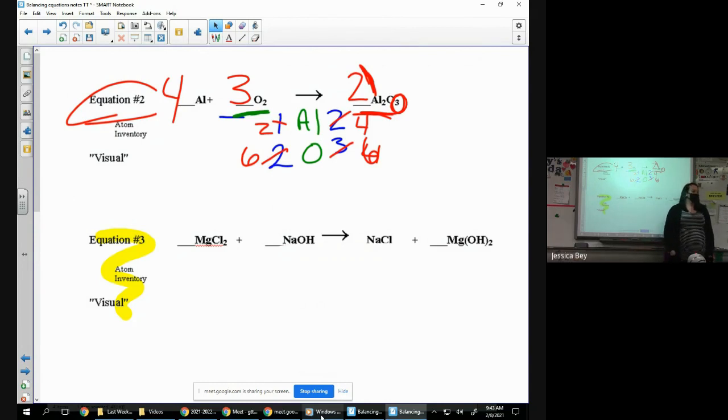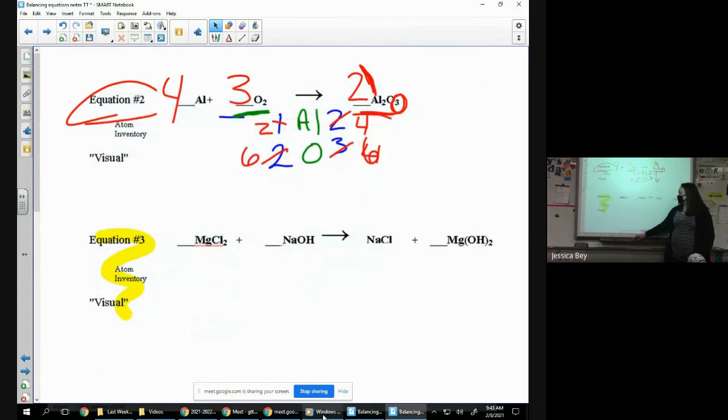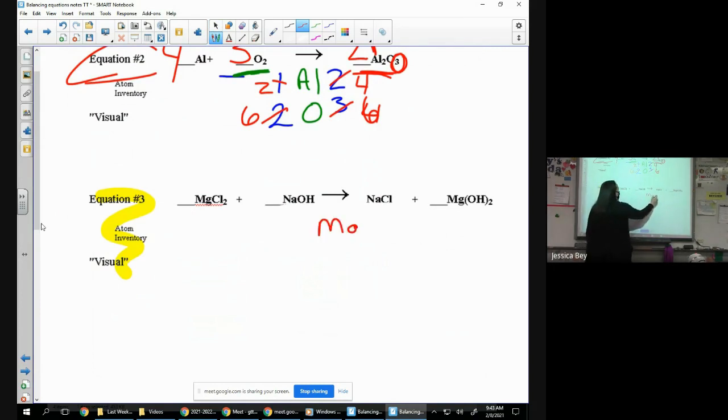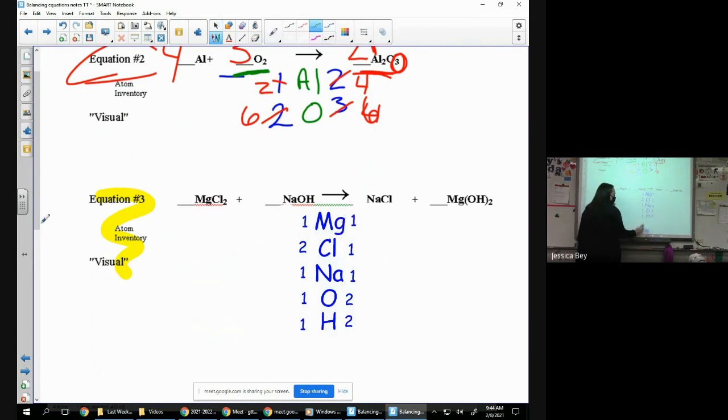All right, let's try a harder one. We're going to bring everybody back together here. Number 3. The only reason why I think this might be challenging is because when you're pulling it out, we have magnesium, chlorine, sodium, and then it is not correct to keep the oxygen and the hydrogen together. You have to pull it out completely. The oxygen and the hydrogen are on their own.